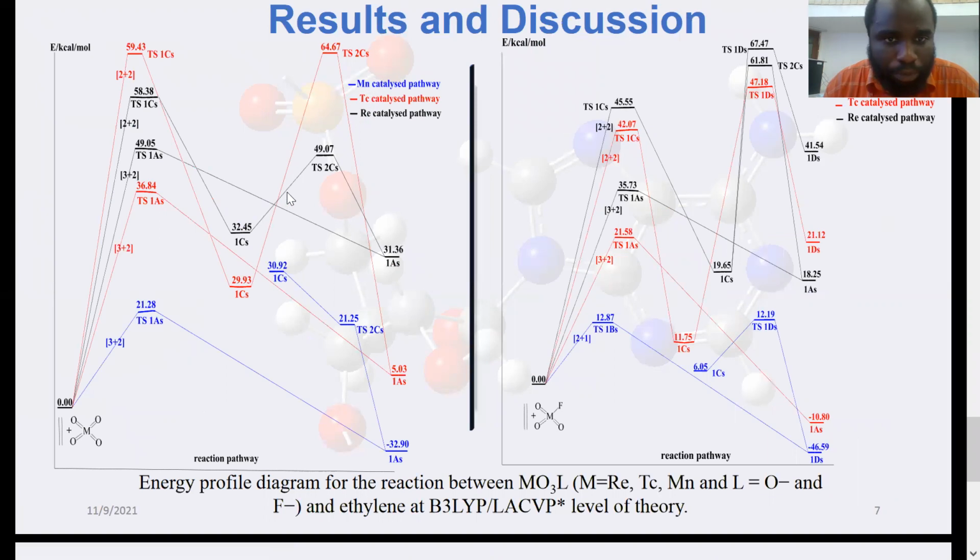These are the energy profiles to explain the energetics. The black lines represent the rhenium catalyzed pathway, the red lines represent the technetium, and the blue represents the manganese. Here, it is evident that for you to form diols, MnO4 is the most kinetically and thermodynamically favored pathway, because we are seeing the lowest activation barrier, which is a kinetic property, and also the lowest reaction energy, which is a thermodynamic property. In all cases, the 3+2 was favored over the 2+2.